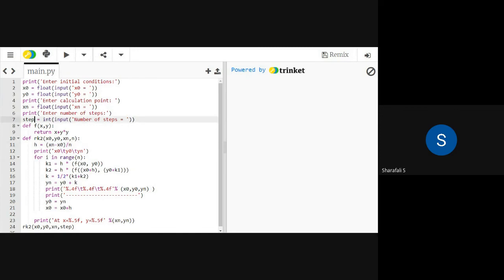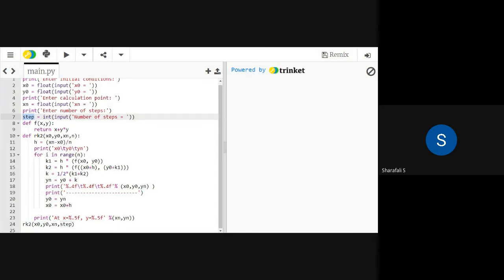So steps, I have to replace this with n, right? I think there is no other, yeah, step I have to give. Okay, this one should be step. Step, that is the number of steps. So this one also will be step, so that I will be getting the h value.